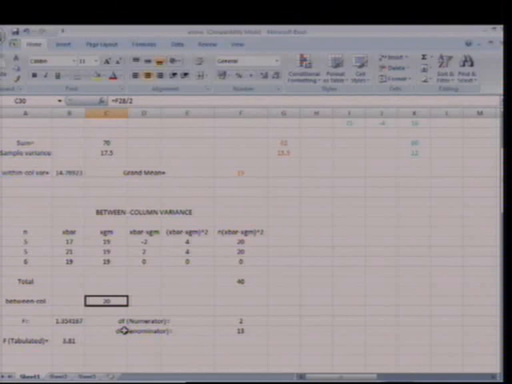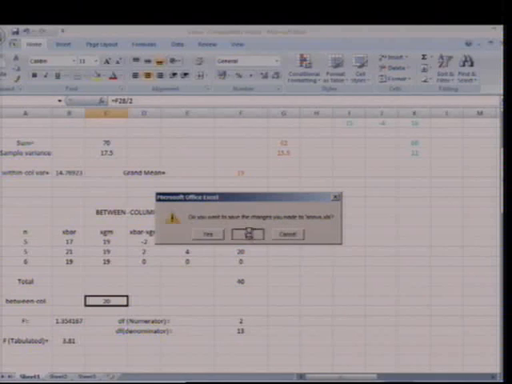Now we require the degrees of freedom. The degrees of freedom of the numerator is the number of samples minus 1, 3 minus 1 is 2, and the degrees of freedom of the denominator is the total sample size minus the number of samples, 16 minus 3 is 13. So now for the F tabulated value, if we refer to the F table, where the numerator is given in the column and the denominator in the row, at the intersection of 2 and 13, the second column and the 13th row, we get the value of 3.81. Okay.